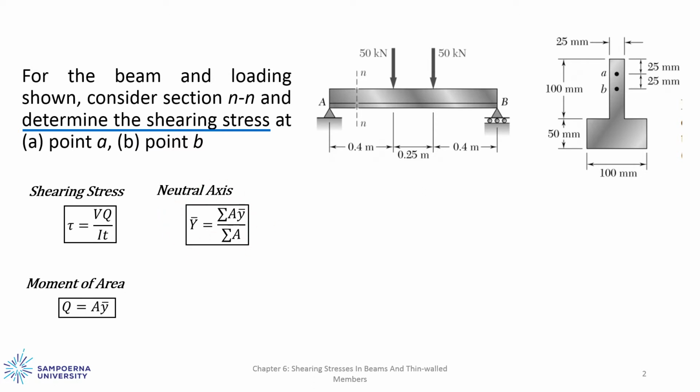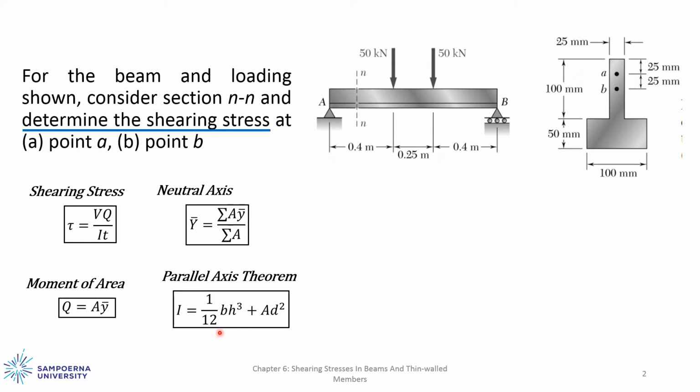After we know the location of the neutral axis, we can calculate the moment of inertia, I, using the parallel axis theorem, if the centroid of the cross-section does not pass through the neutral axis. If it does pass through, we only need to remove the AD squared term from this formula.